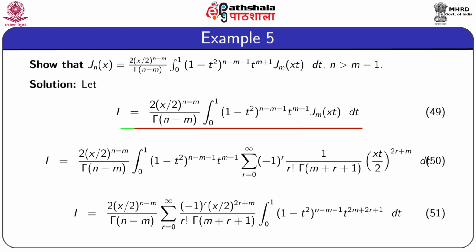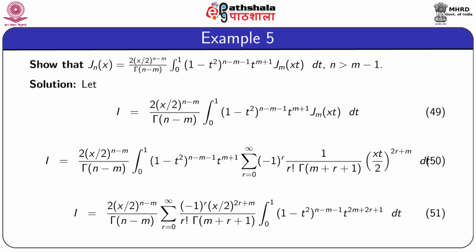We assume I equal to 2 times (x by 2) whole to the power n minus m divided by gamma n minus m multiplied by the integration 0 to 1 of (1 minus t square) whole to the power n minus m minus 1 t to the power m plus 1 J_m(xt) dt.